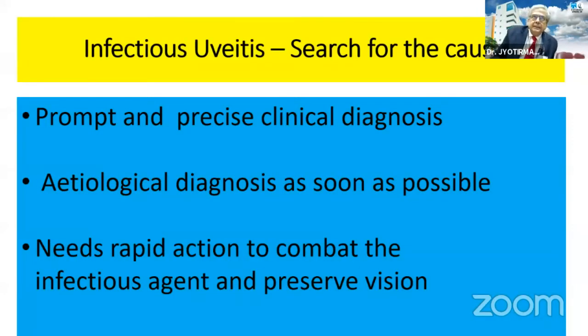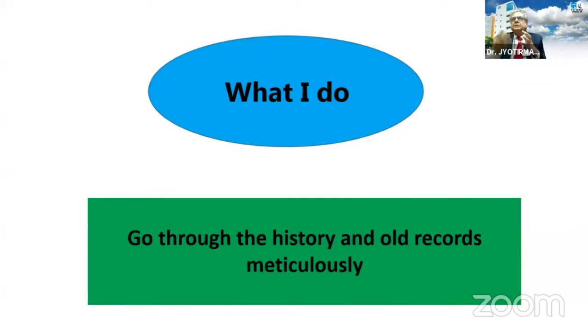I'll take exactly 9 minutes, 30 seconds. Infectious uveitis: search for the cause. Prompt and precise clinical diagnosis is quite important in infectious uveitis, and etiological diagnosis should be made as soon as possible because it needs rapid action to combat the infectious agents and preserve the vision. I just want to share with you what I do.